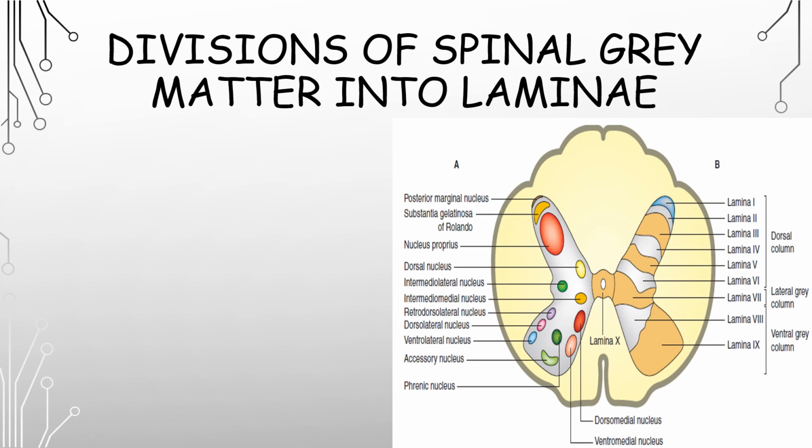Divisions of spinal gray matter into the laminae. From the point of view of neuronal connections, the spinal gray matter can be divided into 10 laminae, and it is called Rexed's laminae. So these are the divisions of the neuronal connections in the spinal cord gray matter.